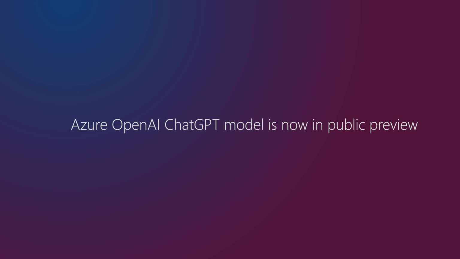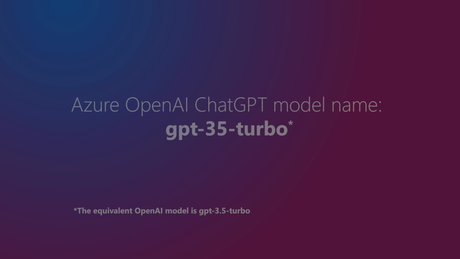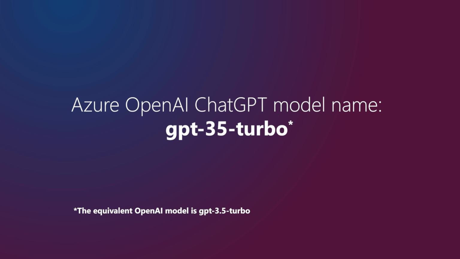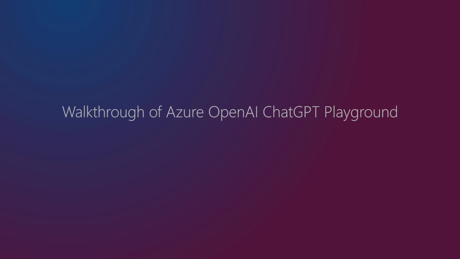So in this video, we're going to be talking about Azure OpenAI and ChatGPT. Microsoft has just announced that Azure OpenAI now supports the underlying model behind ChatGPT. The name of the ChatGPT model is gpt-35-turbo. I'm going to do a quick walkthrough of the new ChatGPT playground in Azure OpenAI Studio, and then I'll do a more in-depth walkthrough of how everything works with the new API in a follow-up video.